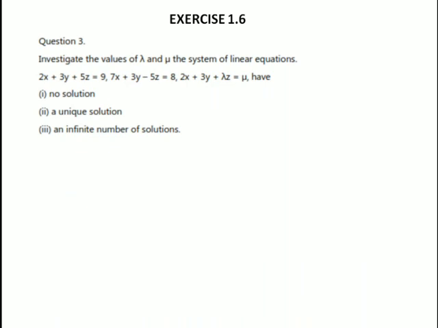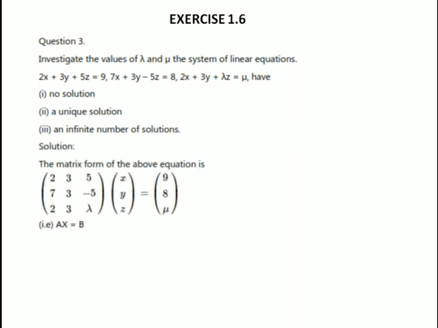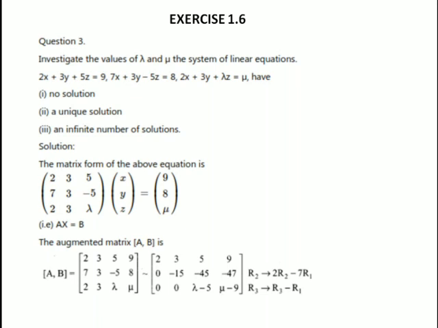Third question, investigate the values of lambda and mu for the system of linear equations to have no solution, a unique solution, an infinite number of solutions. Solution: the matrix form of the above equation is Ax equal to B, augmented matrix A comma B. You change row 2 to row 2 minus 7 row 1, row 3 equal to row 3 minus row 1. The above matrix is in echelon form.